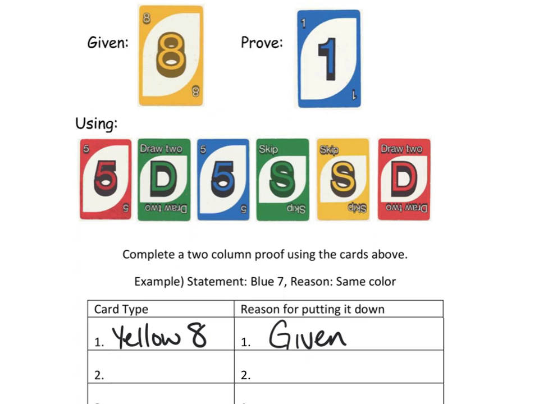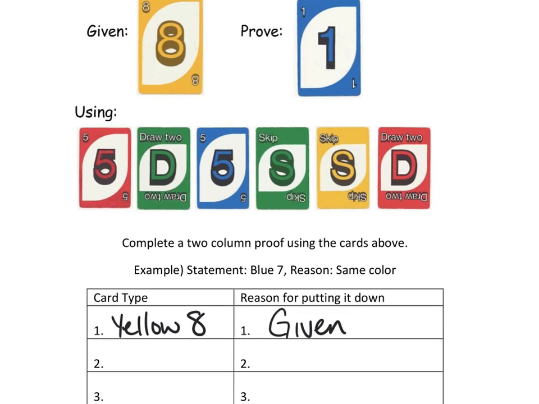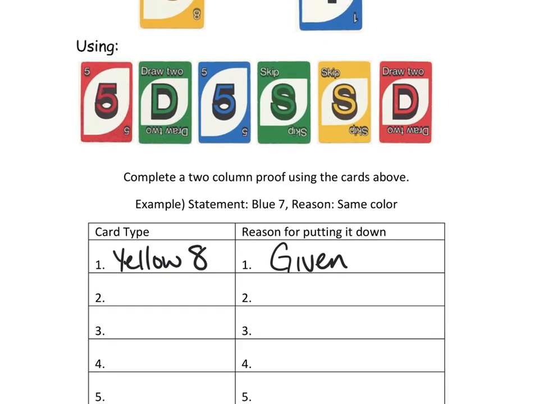After the yellow 8, what's the next card we can play out of the cards listed? The skip. Which skip? Because there's 2 of them. Yellow skip. Why are we allowed to play the yellow skip next? Same color as the one before it. All right, we get how to play Uno. After we play the yellow skip, what's the next card we can play?